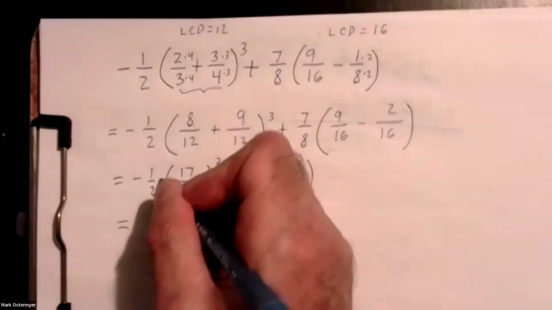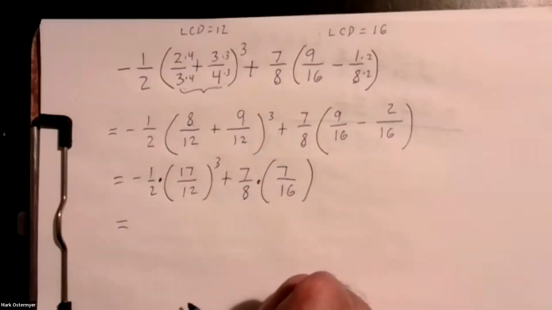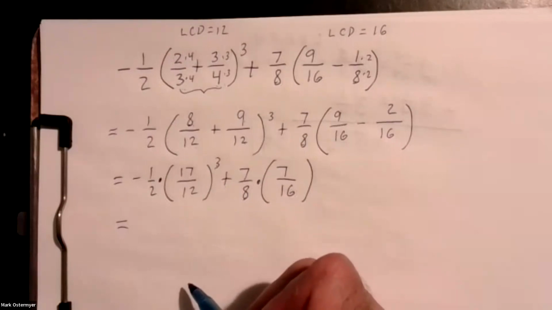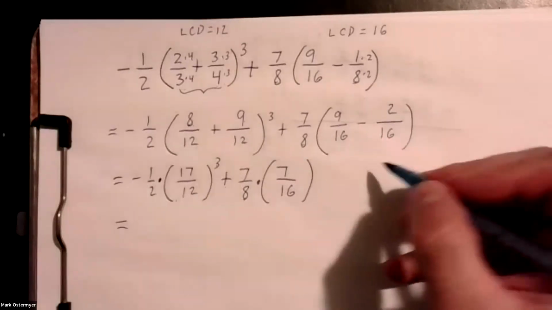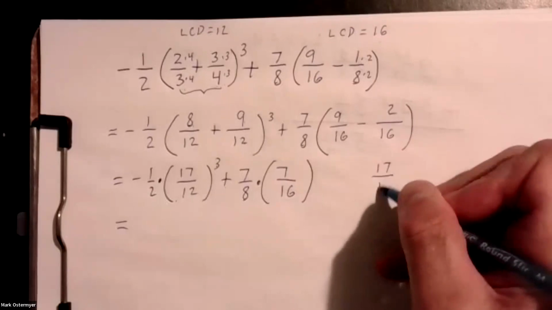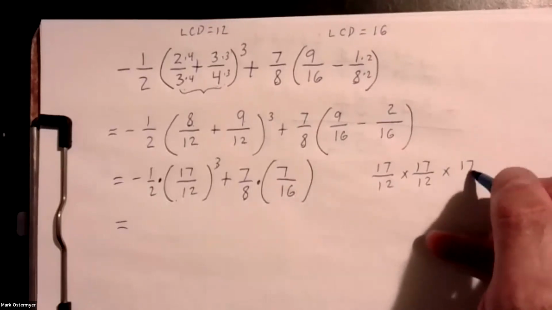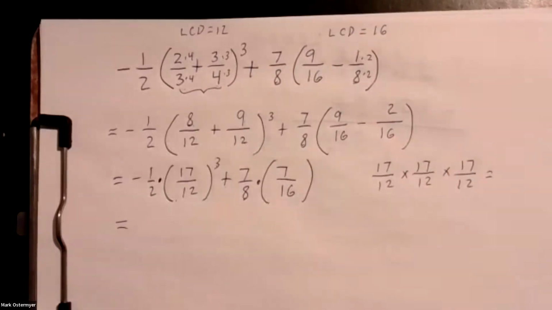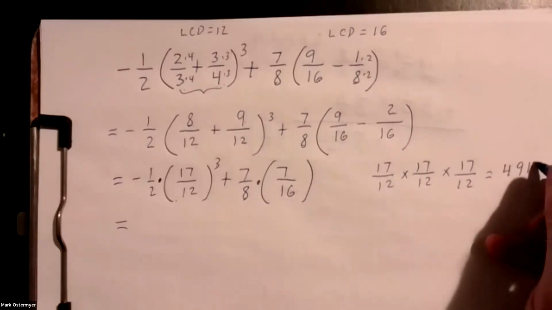Ladies and gentlemen, what do I do next? Do I multiply, deal with exponents, or add? Order of operations. It would be the exponent. Unfortunately, oh my gosh. Are you kidding me? We have to do 17/12 times itself 3 times. Nasty business here, but that's what's called for. So calculator, here we go. That's going to be 4,900 and what?